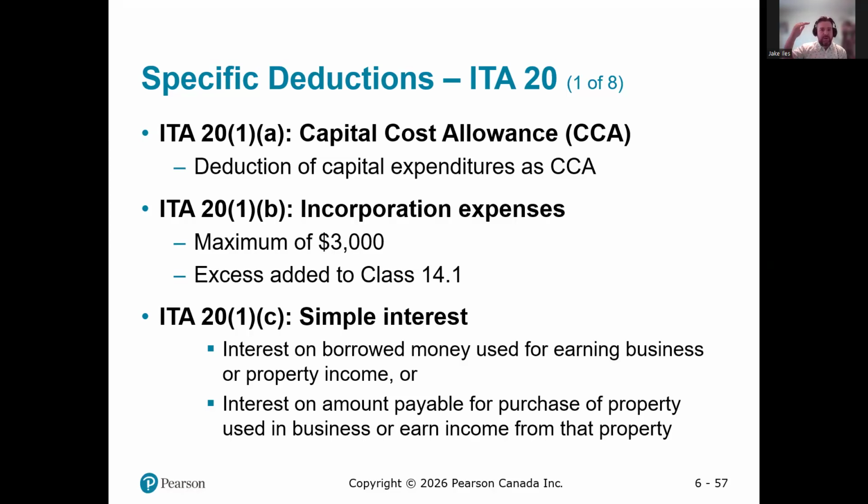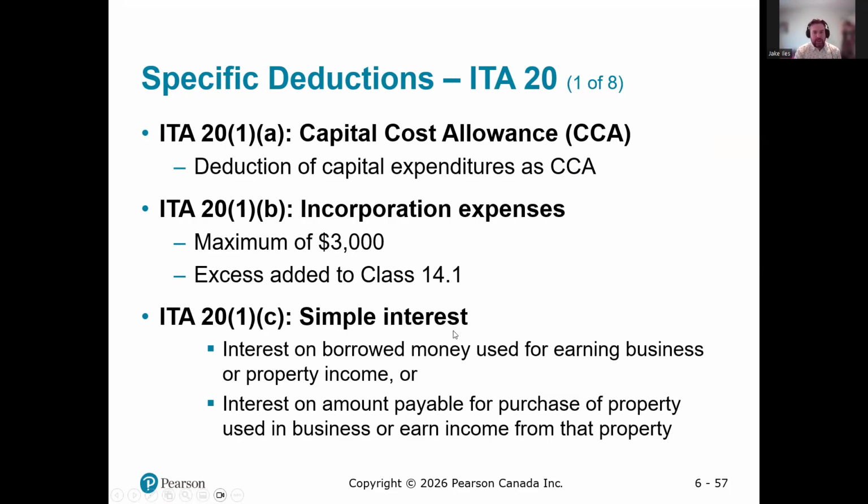As long as that incorporation cost is less than $3,000, you can expense it fully. If it costs you more than $3,000, you can expense up to that $3,000 threshold. Anything above gets capitalized and amortized at class 14.1 for CCA.